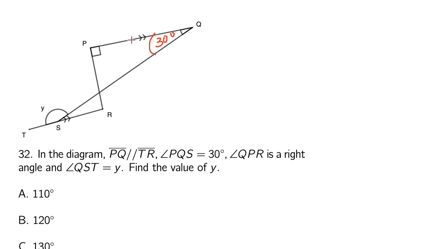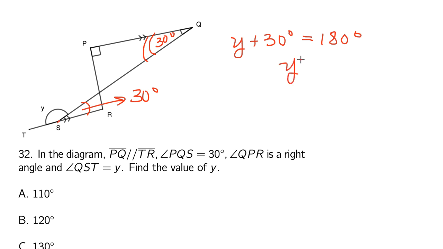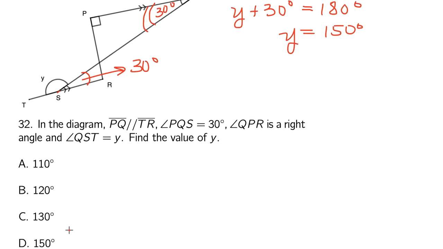Well, if we notice that this line being parallel to this line makes this line a transversal, then this angle and that angle are alternate angles. So this angle must also be 30 degrees. Now if that angle is 30 degrees, then because it lies on a straight line with y, y plus 30 degrees must be equal to 180 degrees, and that means that y will be equal to 150 degrees, and that makes our answer D.